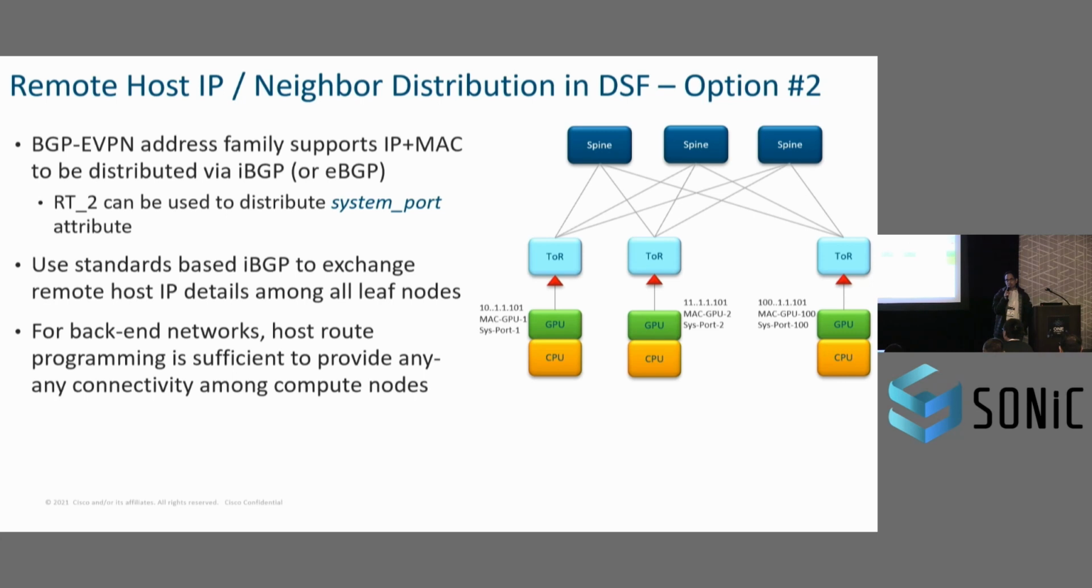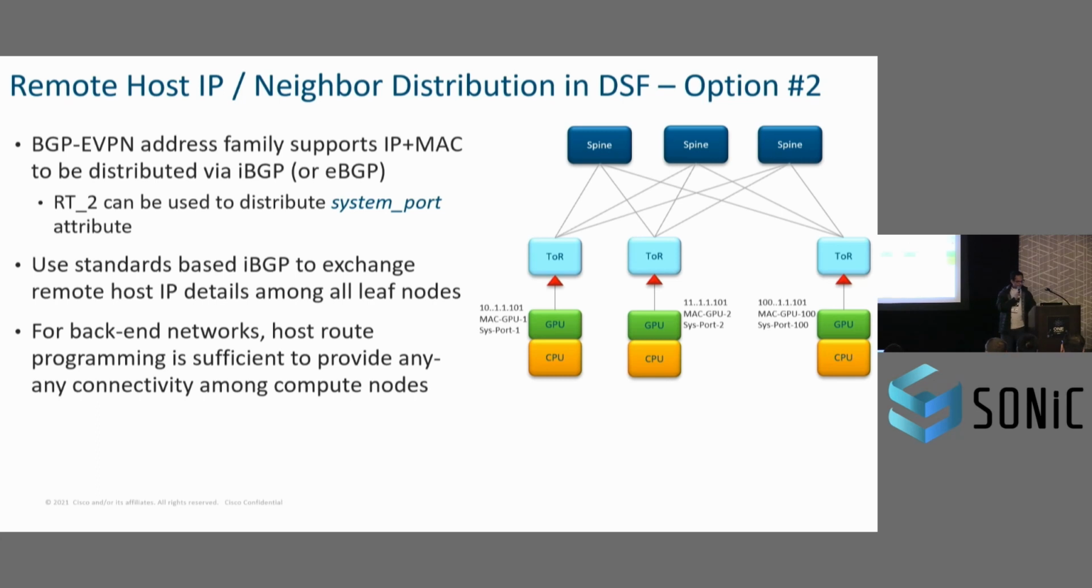And as I mentioned, a few of the simplifications that we talked about in the earlier slides come in handy here, because there is really no need for distributing any neighbors. There are no external prefixes that are pointing to neighbors. There is no need to distribute any LAG membership. So literally, the system port is the only attribute extension that is needed to the EVPN route type 2 for establishing all of the required connectivity here.